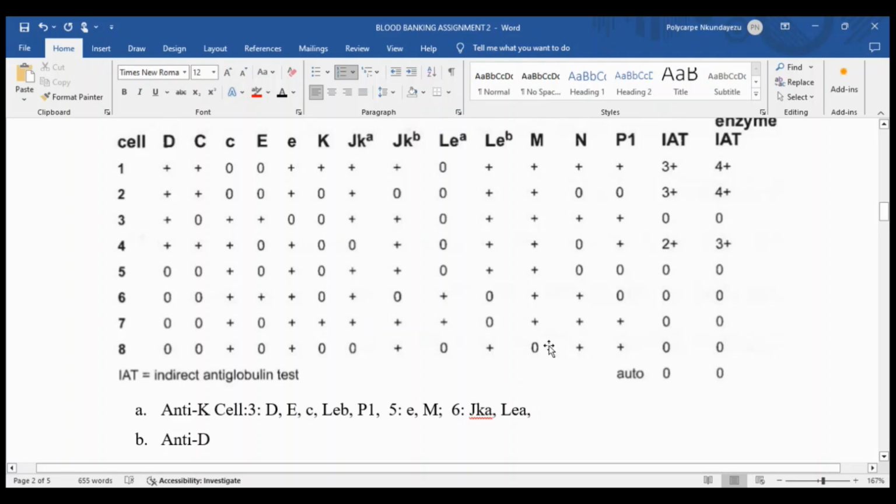N, we can't exclude it because of heterozygosity of the N. All right. Okay, then cell number 6 is now done. We go to cell number 7.